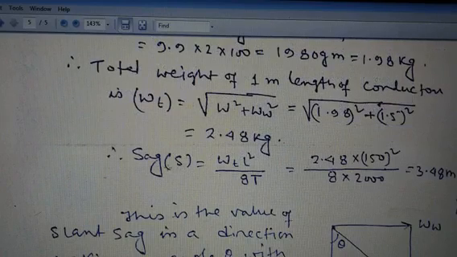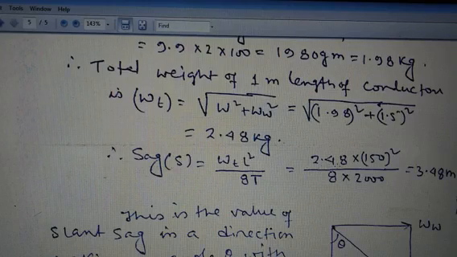Therefore, finally, the sag S equals Wt L square by 8T. The value of Wt is 2.48, the value of L is 150, and the value of T is 2000. So 2.48 into 150 square divided by 8 into 2000 equals 3.48 meters.